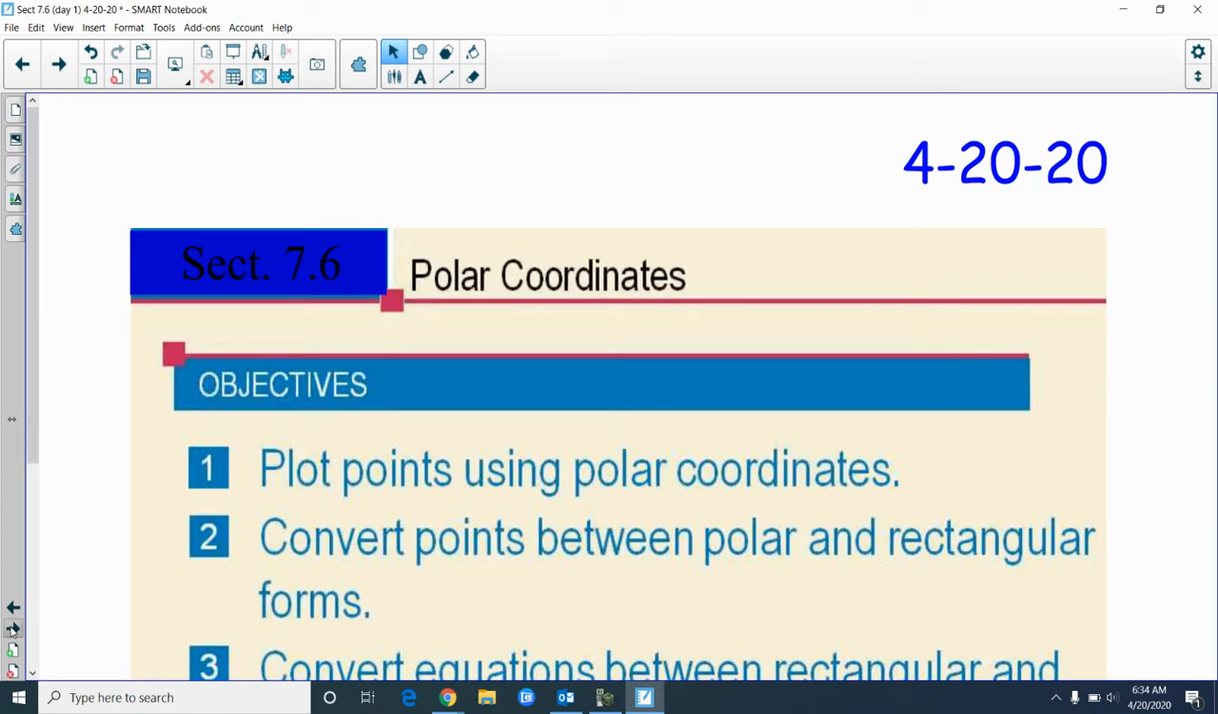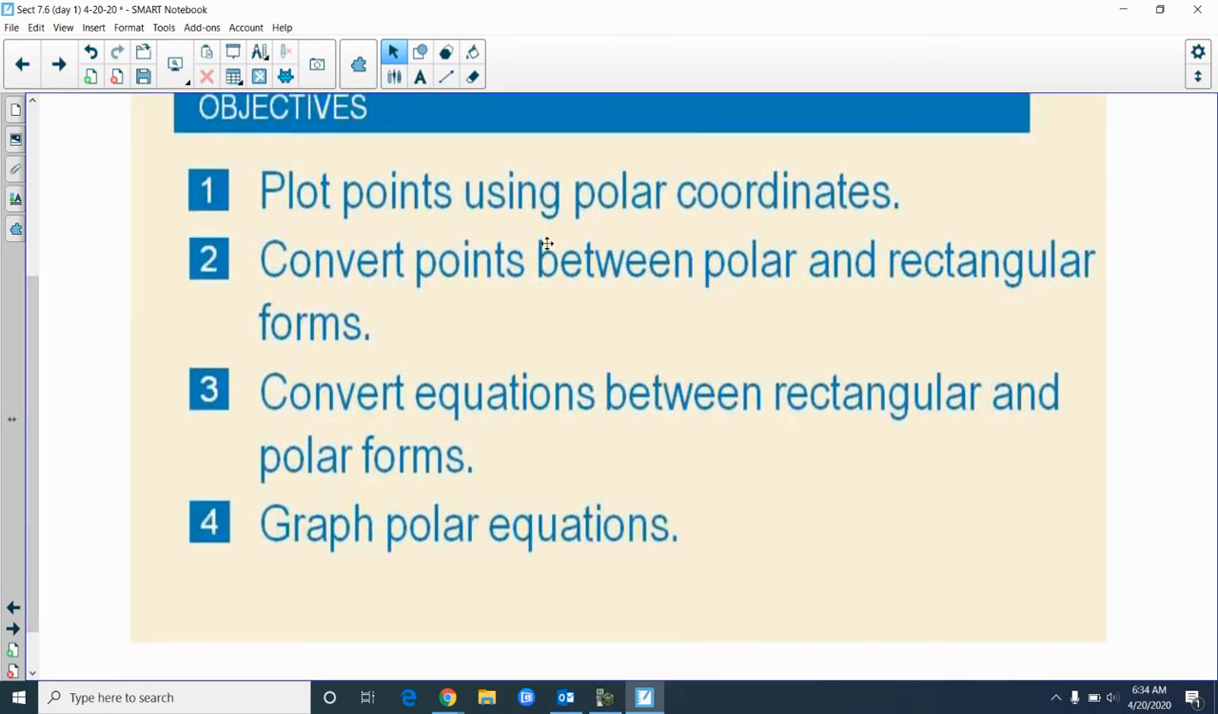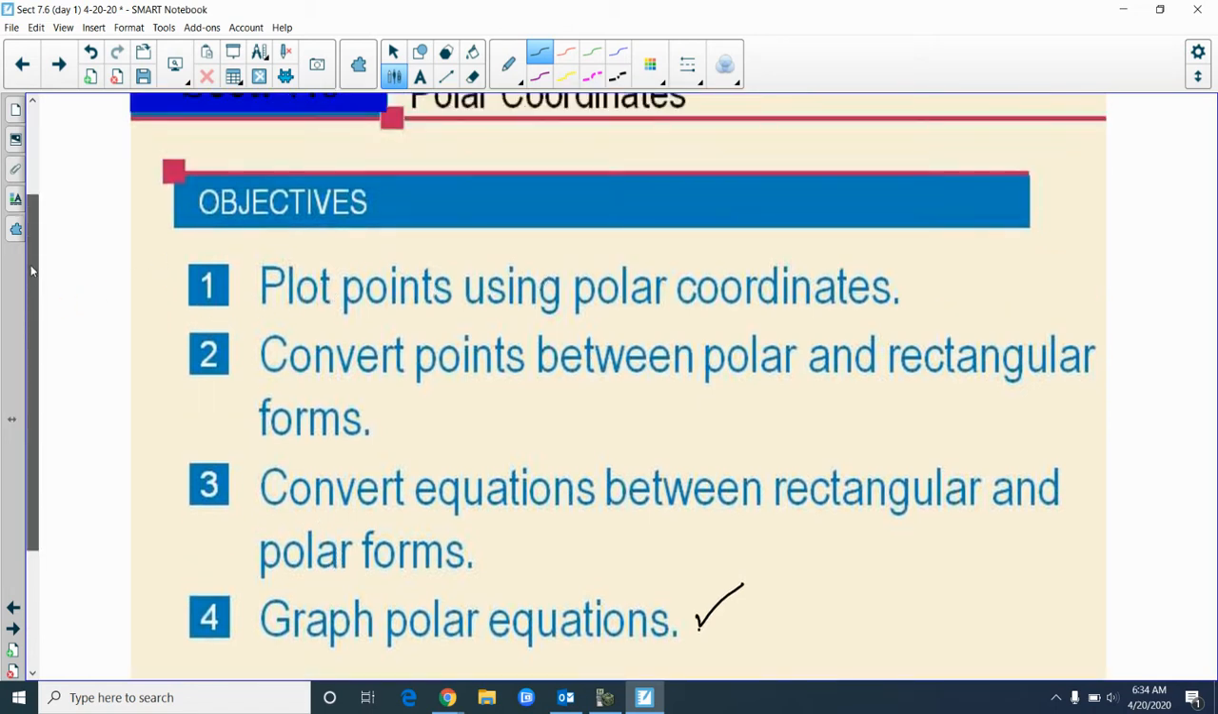We are going to do polar coordinates, which are totally different because you usually haven't seen them up to this point. And for me, they're actually kind of fun, but I'm a little bit of a geek. We're going to plot points using polar coordinates. We're going to convert between polar and rectangular. And then the fourth one here, polar equations. That's what we're going to do tomorrow. We're going to graph those, and those can be kind of interesting. But first, we've got to understand what polar coordinates are and how to use them.